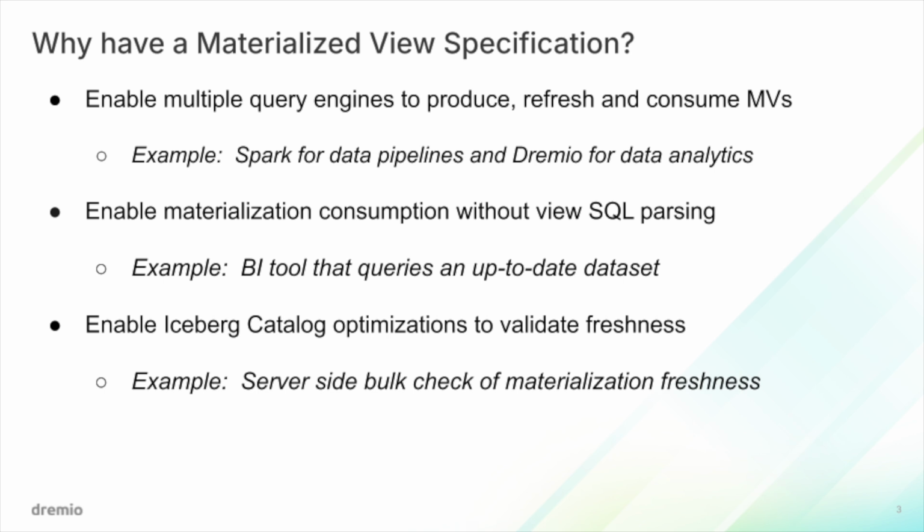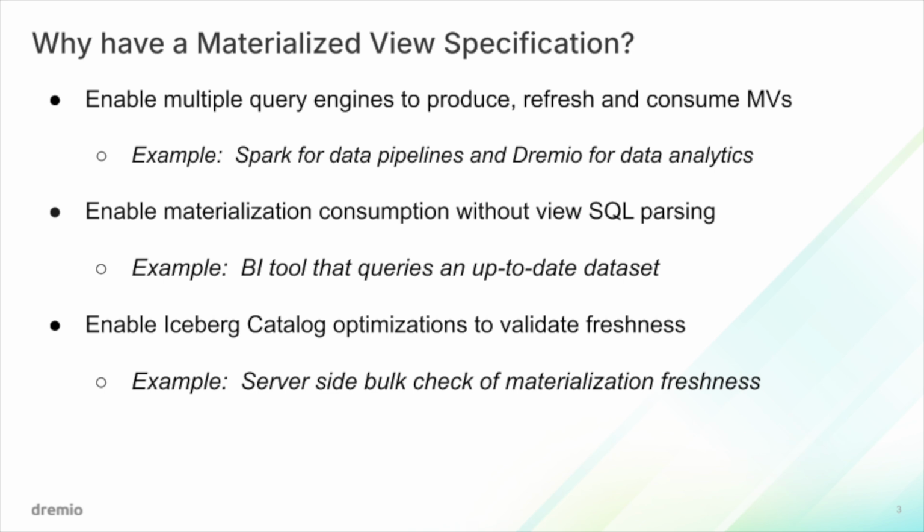Then you have a downstream engine like maybe Dremio or Trino, who's good at analytical queries. When this analytical engine connects to the Iceberg catalog and queries the view, it sees that, hey, there's a materialization associated to this view. So why don't I just swap that materialization into the query plan, and now I can accelerate that query with this materialization that Spark built. That is really the primary use case for having this MV specification to achieve this goal.